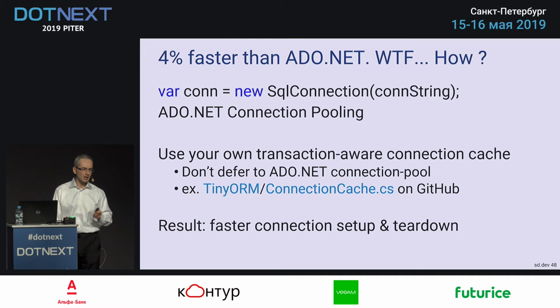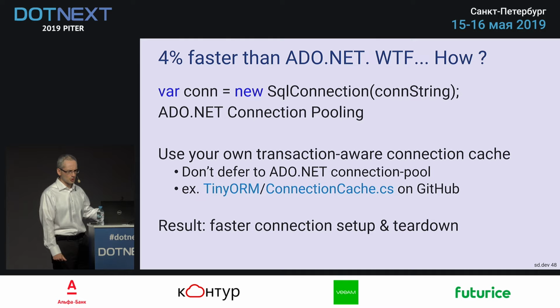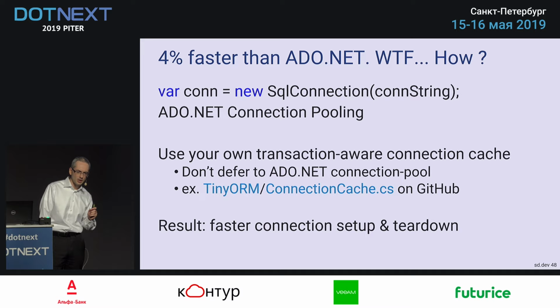So how is that possible? In what world does that make sense? Maybe the benchmark is wrong. Maybe the benchmarking code is flawed. That's a valid assumption. But I assure you that the benchmark is not wrong, it's not flawed, the numbers are accurate, and ADO.NET indeed shows a 4% overhead.